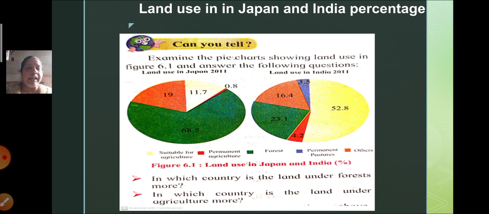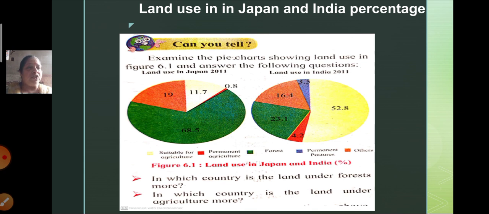If you see the second question, in which country is the land under agriculture more? What is the color used for agriculture over here? Yellow color, correct. So in which country can you see the land under agriculture more? Yes, India, where 52.8% is under agriculture. So in India more of the land is under agriculture. While if you see the forest area in India, it is only 23.1%, which is not at all good.